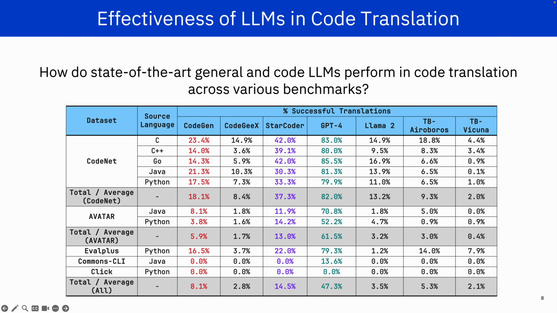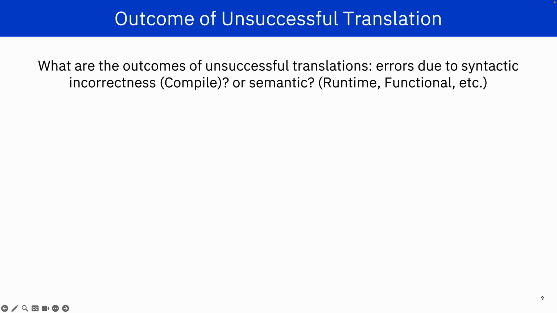Here's the result for the different data sets and the effectiveness of different LLMs. As you can see, GPT-4 ranks top here with an average successful score of 47.3%. In the second spot is StarCoder with about 15%, and the third spot is CodeGen. We also performed some study on unsuccessful translation.